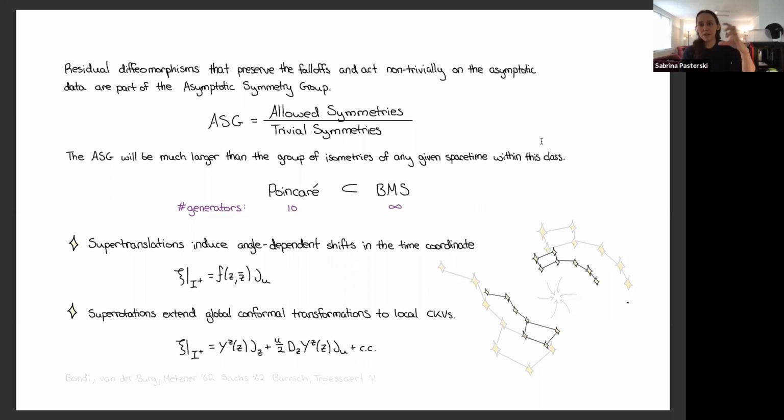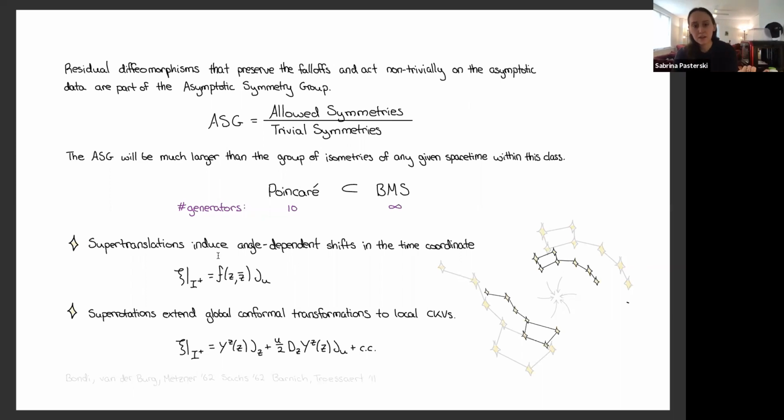The asymptotic data being, for me, the fact that C_zz there is encoding the radiation. So C_zz might shift, but the orders in r are preserved. So the asymptotic symmetry group is going to be those allowed symmetries modulo ones that fall off at infinity. They never act on that data at the boundary, they're subleading in r. What Bondi, van der Burg, Metzner and Sachs found in the 60s is that it's much larger than Poincare. The number of generators is infinite in the following sense.